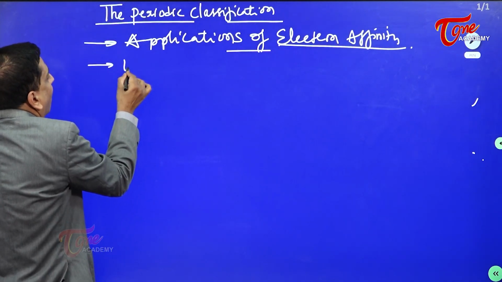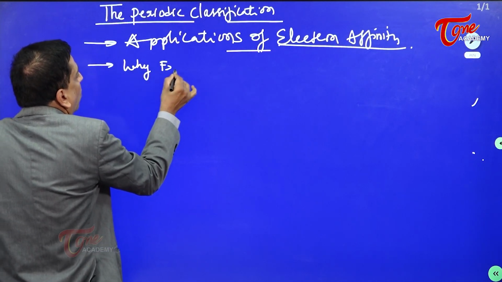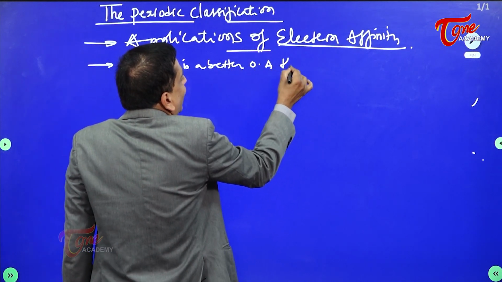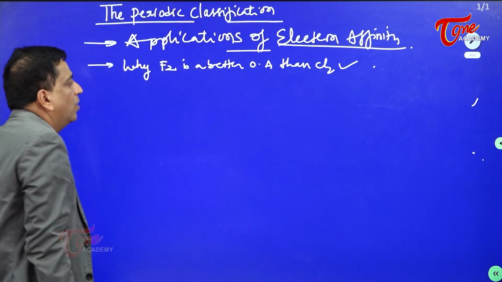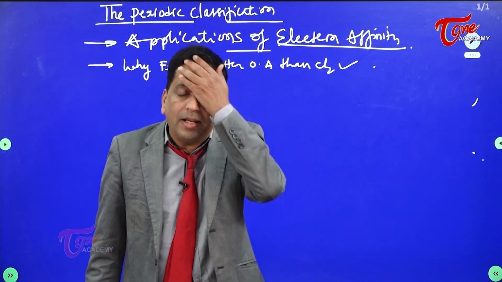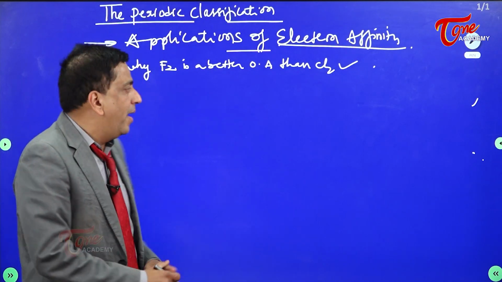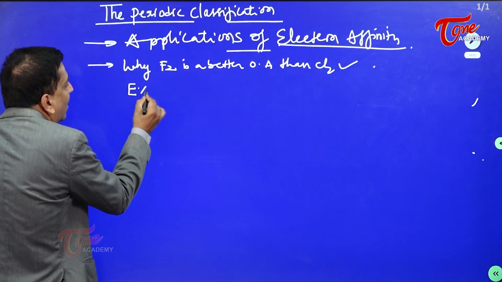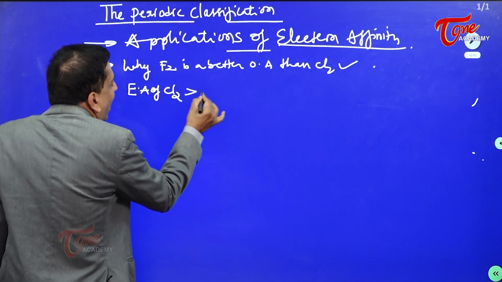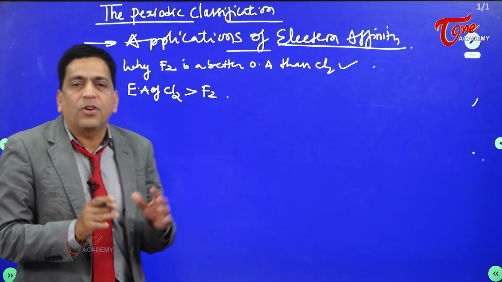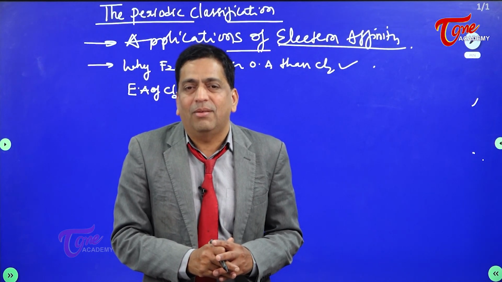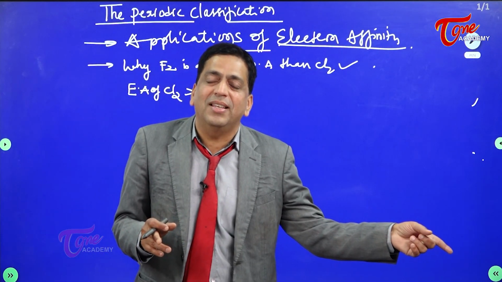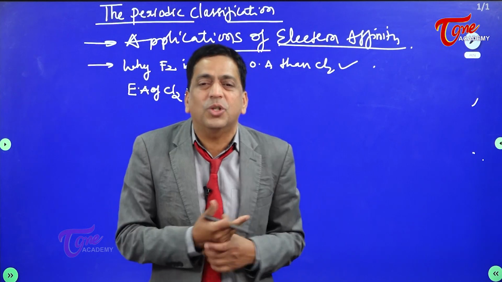Why is fluorine a better oxidizing agent than chlorine? That's the question, and we have to give the reasoning for that. Remember that. Now if you look into this, the electron affinity of chlorine is greater than fluorine. The love for electrons for chlorine is greater than fluorine. But still, chlorine is a bad oxidizing agent compared to fluorine. We are giving that explanation.